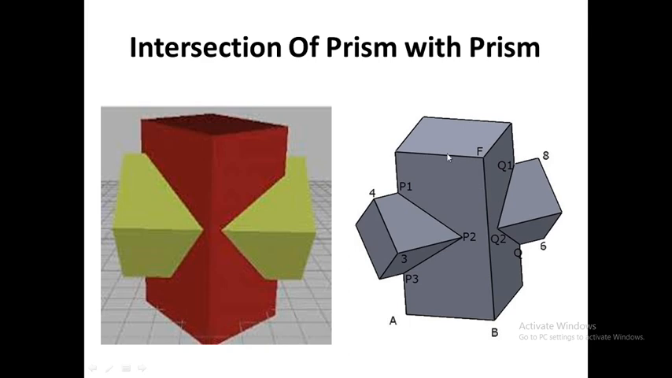Now it is clear from the figure of the vertical square prism that the top view of the square prism will be a square of some given side. The front view of the vertical square prism will be rectangles. You can see that in the front view, two rectangles are visible. First rectangle is this, whereas the second rectangle is this.